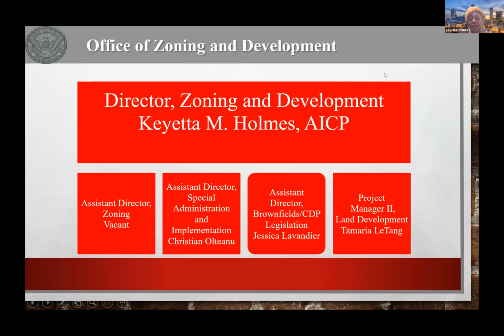So in my office, we are broken up into several teams. One being the zoning team, with an assistant director position that is currently vacant, and we're actively seeking someone to fill it. The zoning team is responsible for all of the applications that are before the zoning review board or the Board of Zoning Adjustment. It is staffed by urban planners, urban planner 1 and 2, who are responsible for writing the staff reports that you all see posted on the website, and that are then presented to the zoning review board or Board of Zoning Adjustment to make a recommendation.